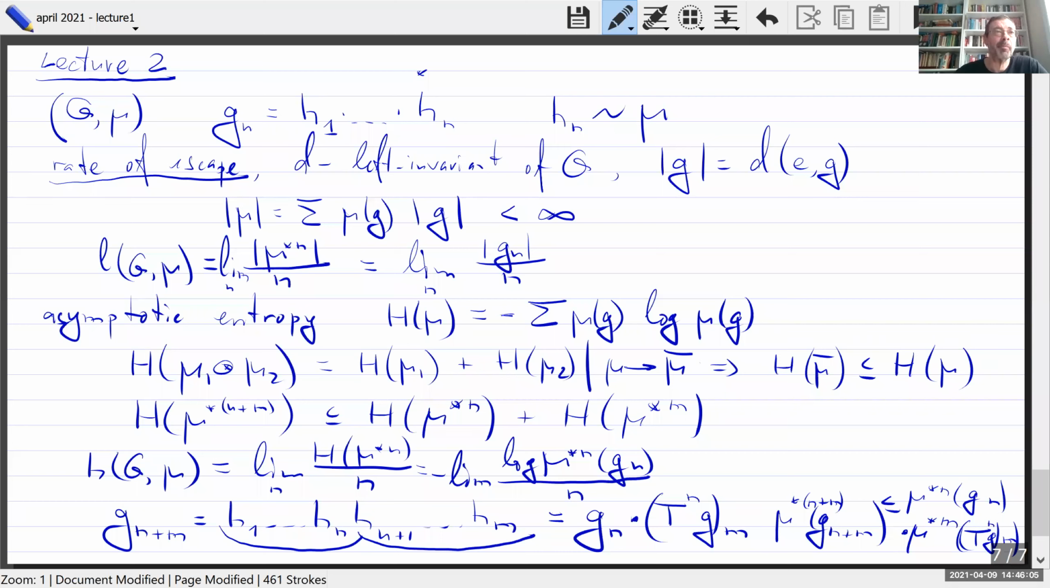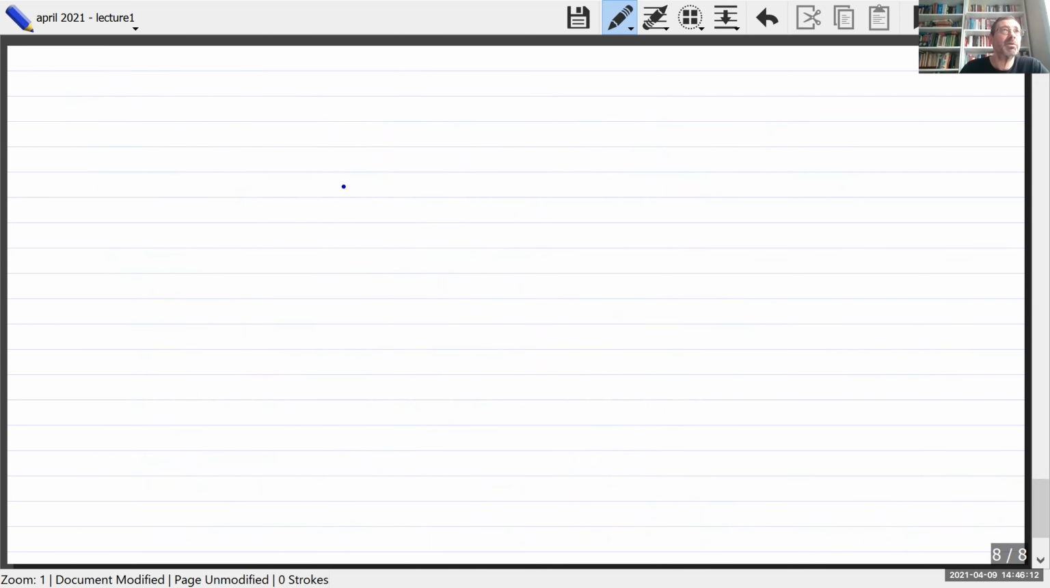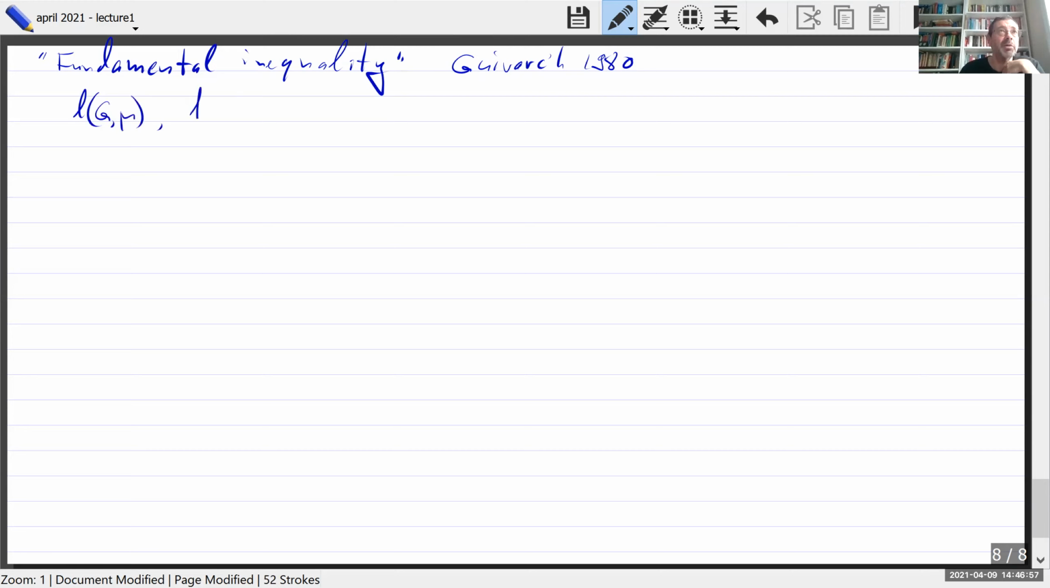And now what can one say about the relationship between these two invariants? So here probably the most important and interesting inequality relating these two quantities is what is often called the fundamental inequality. This is the term coined by Vershik, but actually this inequality was first obtained by Guivarc'h already in 1980. So this fundamental inequality relates three quantities. Two of them I have already defined. That's the rate of escape and the asymptotic entropy.